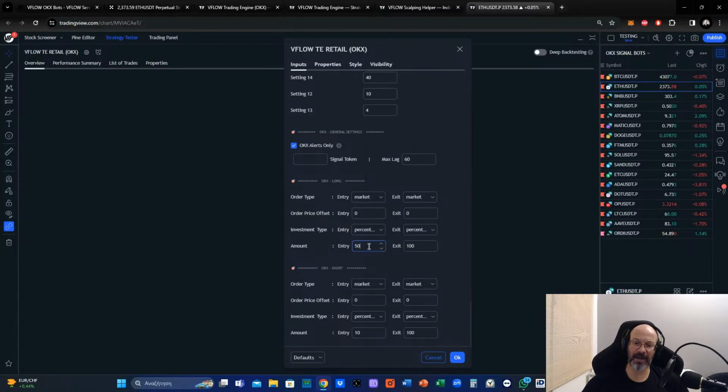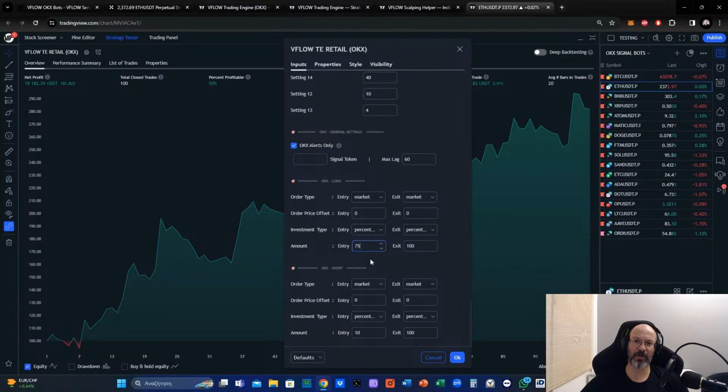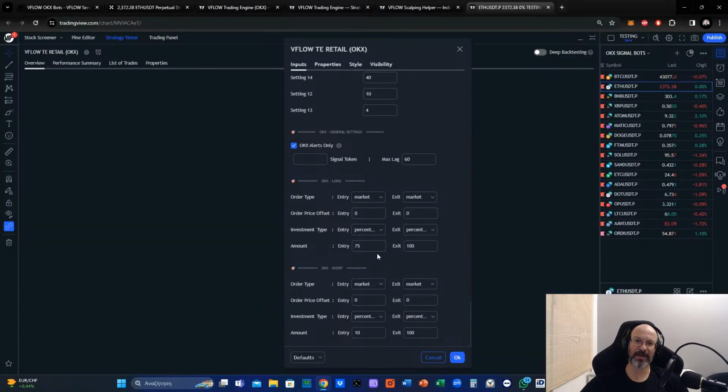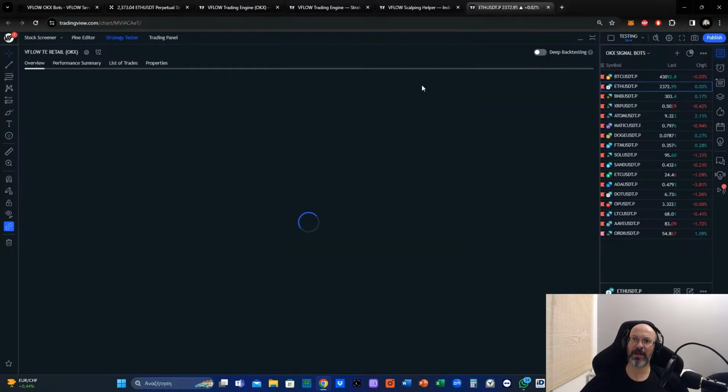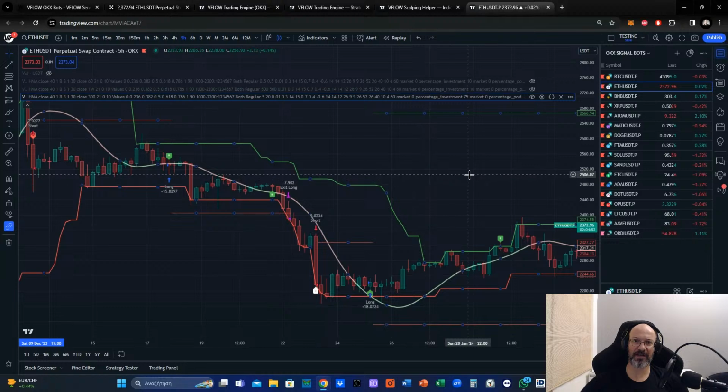Or if you have 15K, you can actually use 75% of your amount and leave the rest, 25%, out for your long and short trades. And that's it. Then you can press OK. And if you go to your chart, it's so simple.